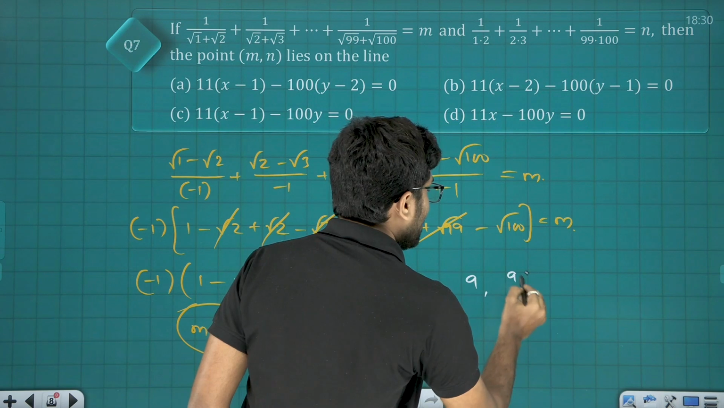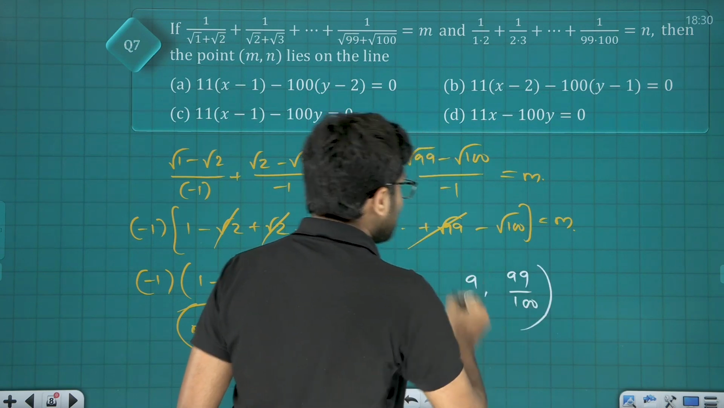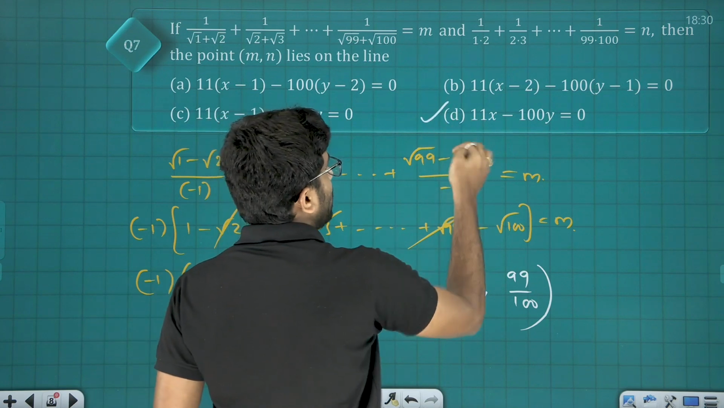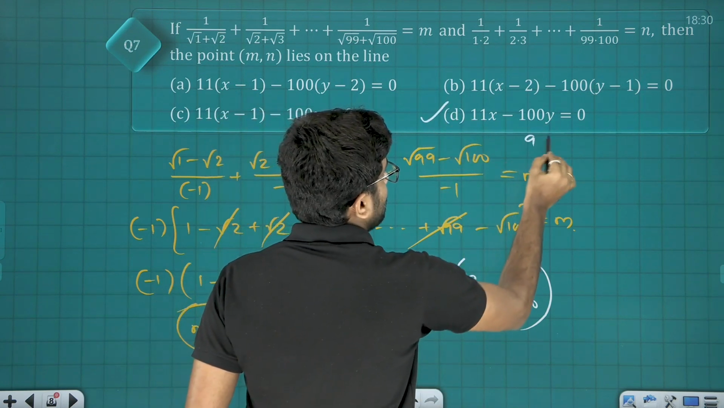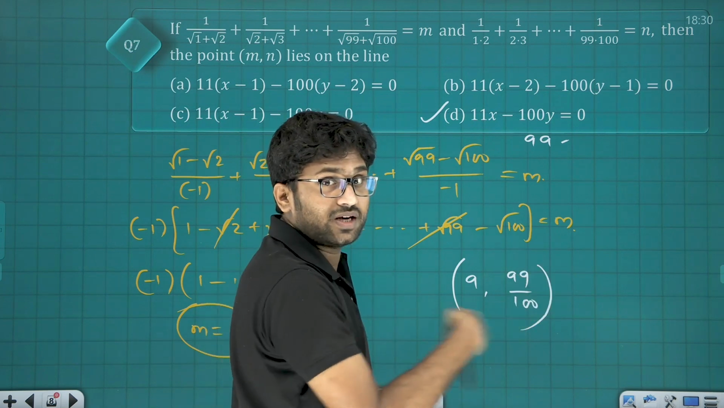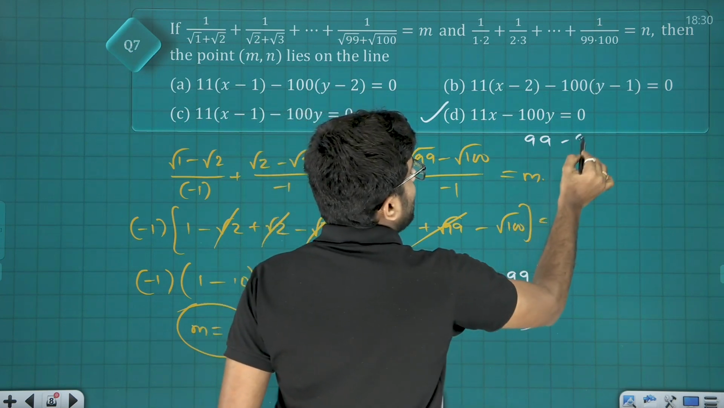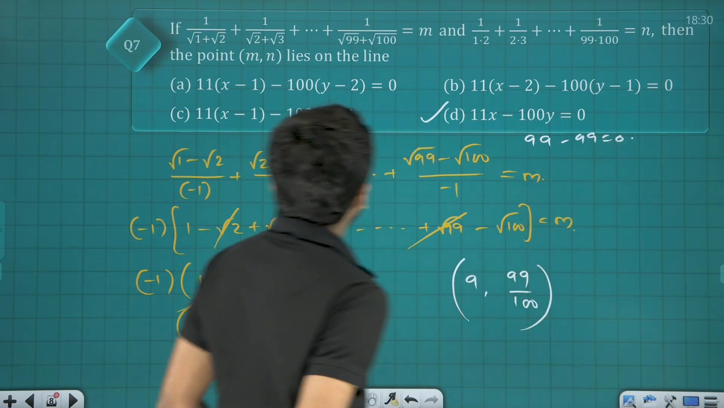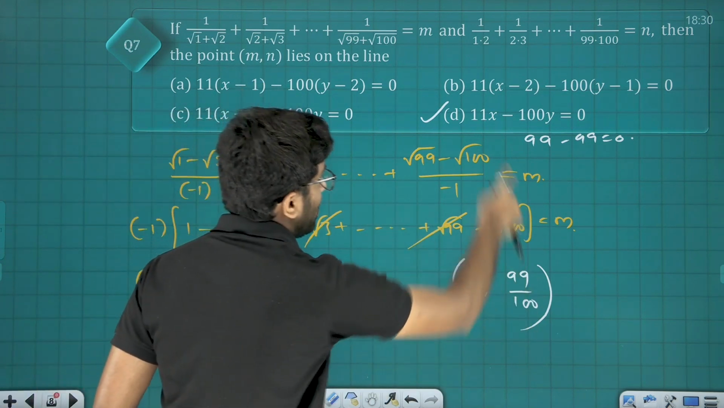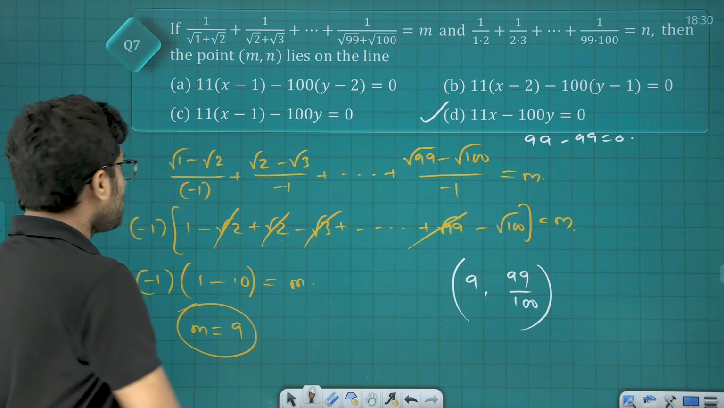9 comma 99 divided by 100 lies on which line? Just by option verification, friends. Option D: if you take 11 nines are 99 minus 100y is 100 into 99 by 100. 100 gets cancelled. So 99 minus 99 is equal to 0. That means this point m comma n, 9 comma 99 by 100, lies on option D. Next question.